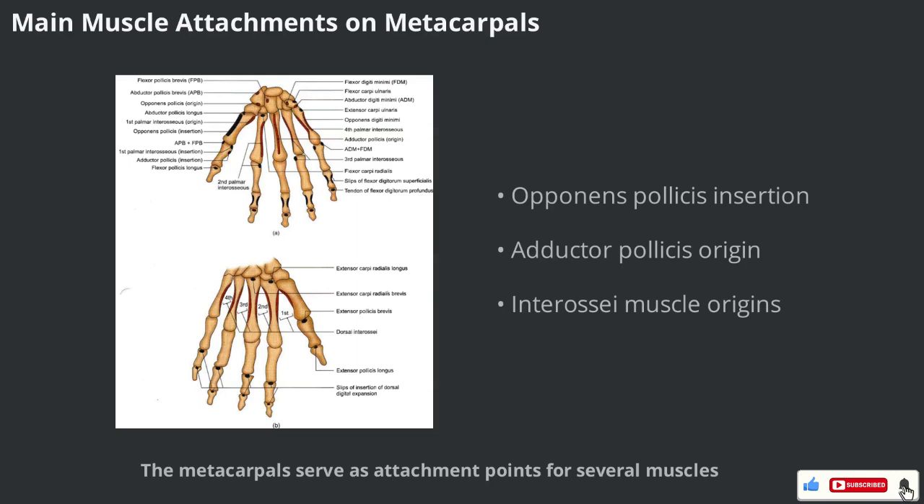Metacarpals serve as attachment points for several muscles. The first metacarpal receives the opponens pollicis and abductor pollicis longus, while the second and third provide origins for the adductor pollicis and insertions for the flexor and extensor carpi radialis. The palmar and dorsal interossei muscles arise from the shafts, enabling fine finger movements and grip strength.